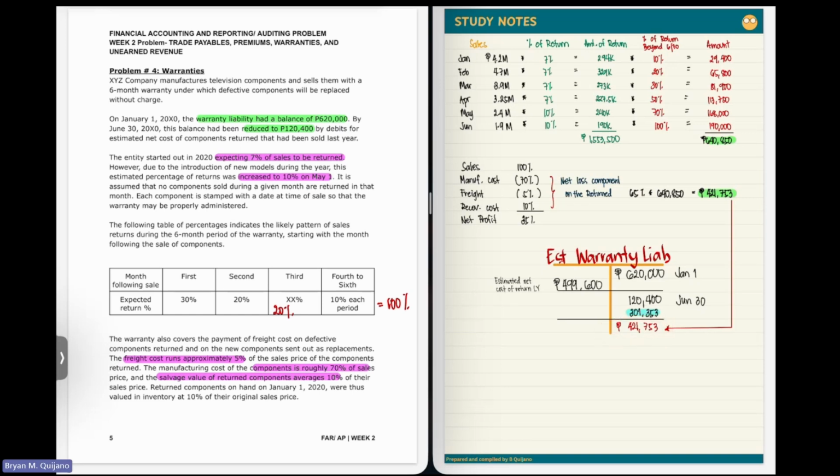Then the 620,000 is our beginning balance. Then it says here it will be reduced to 120,400 on June 30. So we can have the estimated net cost of return from the last year, 499,600, which accounts for the movement from 620,000 reduced to 120,400. So the adjustment here will be 301,353. Recap of our answers: the required estimated warranty liability is 421,753, and the adjustment for the estimated warranty liability is 301,353.